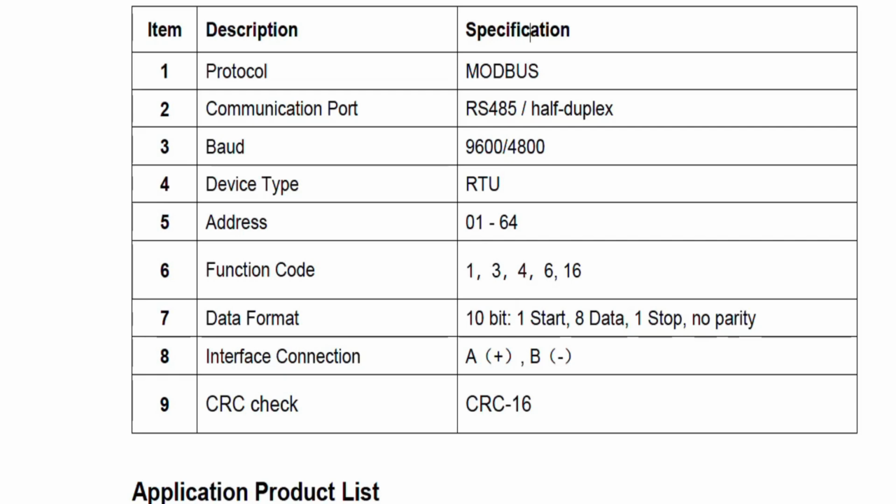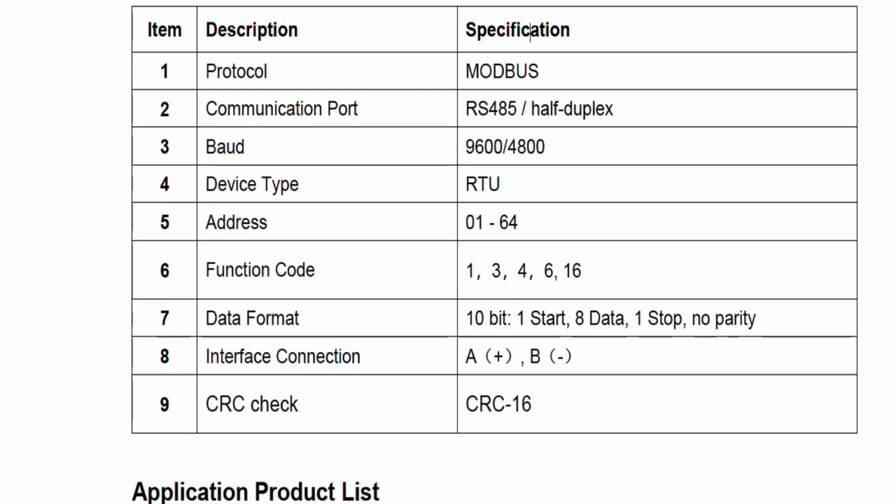The first one is protocol. Protocol is Modbus, and the communication port is RS485 half duplex. The baud rate, or the speed of communication, is 9600 or 4800. And the device type is RTU. Modbus RTU is a Modbus serial communication protocol designed for industrial automation systems. It facilitates data exchange between various devices such as sensors, actuators, and controllers connected to a shared communication channel.